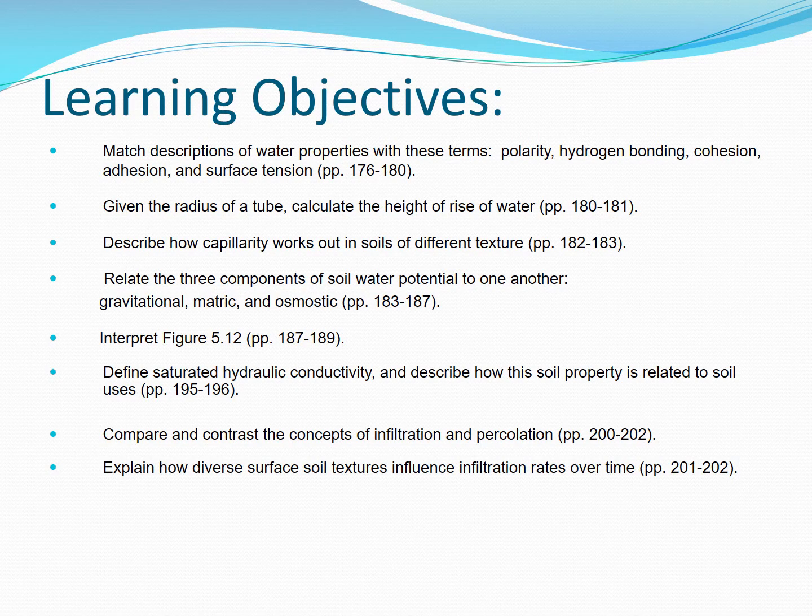All right, so the learning objectives for this unit are for you to match descriptions of water properties, understand how to calculate the height of how far water can rise, describe how capillarity works out in soils of different texture, relate three components of soil water potential to one another: gravitational, matric, and osmotic. We're going to define saturated hydraulic conductivity and describe how the soil property is related to soil uses, compare and contrast the concepts of infiltration and percolation.